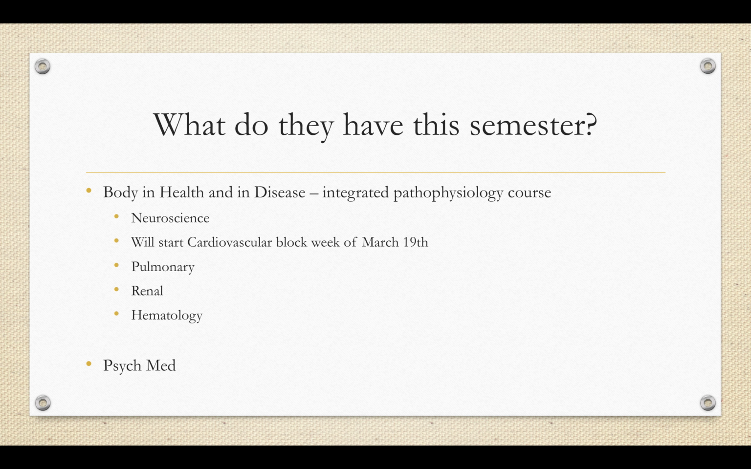This semester, what have they done? So they now have started an integrated pathophysiology course called The Body in Health and Disease. And over the course of the entire year, they'll go through various blocks and learn about pathophysiology, pharmacology, as well as anatomy. So they've just finished neuroscience. And when they come back from spring break, the week of March 19th, they will start their cardiovascular block. Then they go on to pulmonary, renal pathophysiology, and hematology, all during the spring semester.